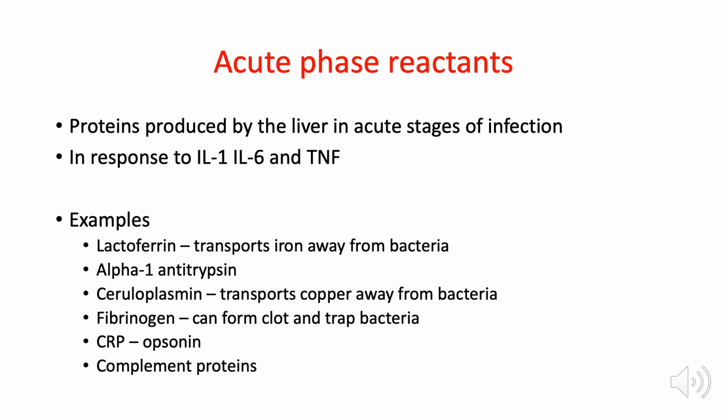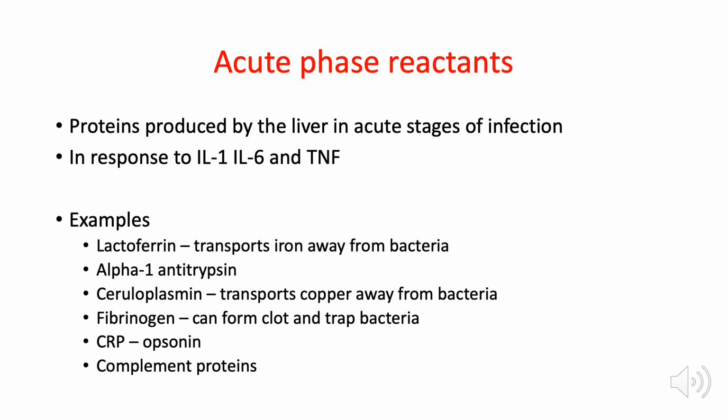Ceruloplasmin is a copper transport protein. So therefore, it will deprive the bacteria of copper, and that can result in their death. Fibrinogen is also an acute phase reactant. And if this fibrinogen is activated to form fibrin, it will form clots, and the clots will trap bacteria. So you see, these proteins may not have the same activities as the antibodies, but they can provide protection up to some point.